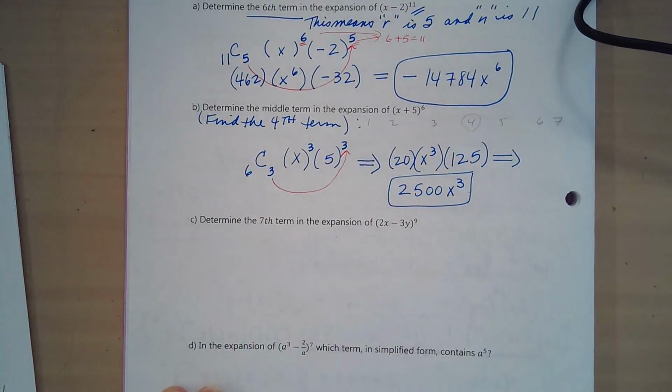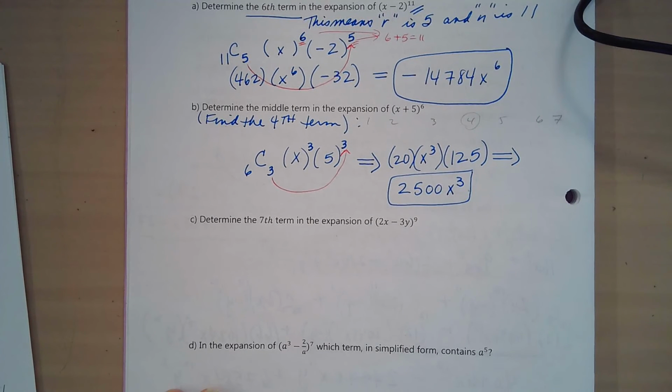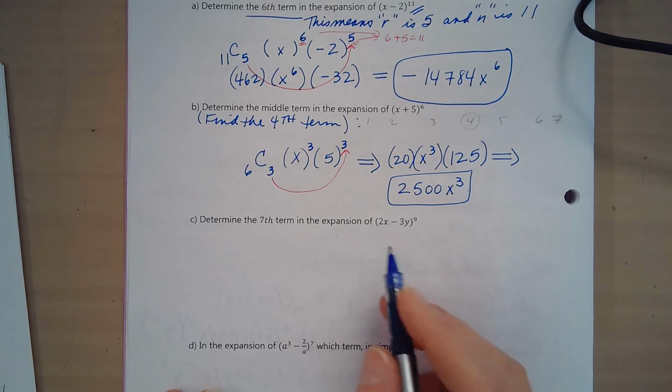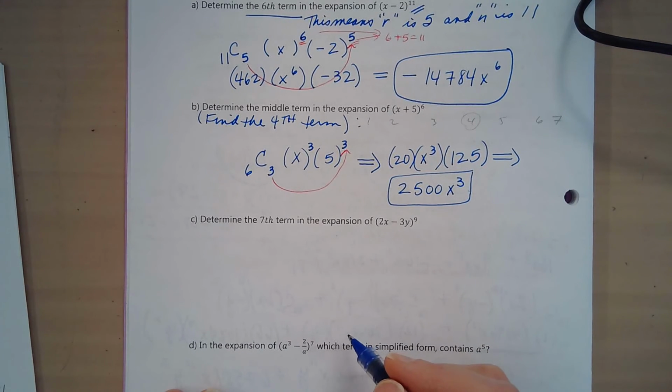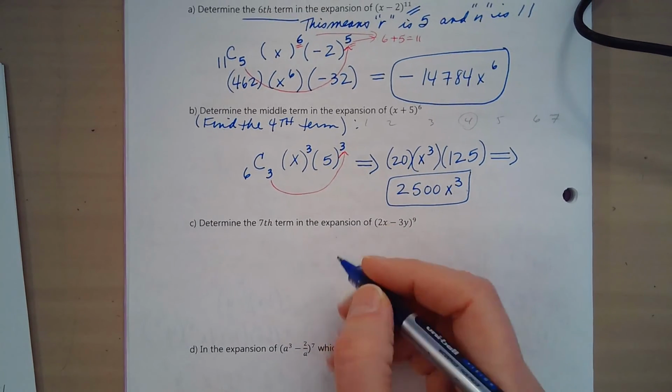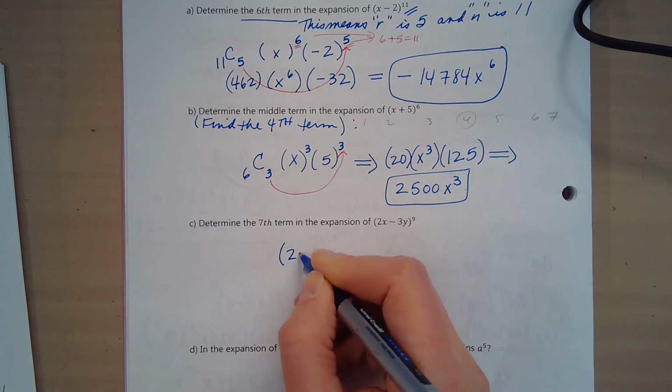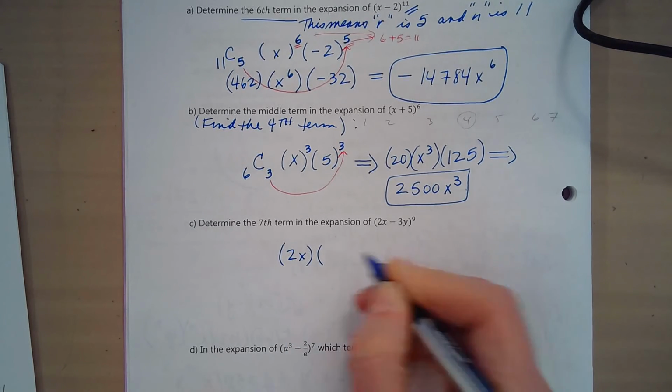Okay, determine the 7th term. Okay, tell me where to start. What are you going to start with? How are you guys approaching it? Are you doing the members first, or? So my members are 2x and negative 3y.